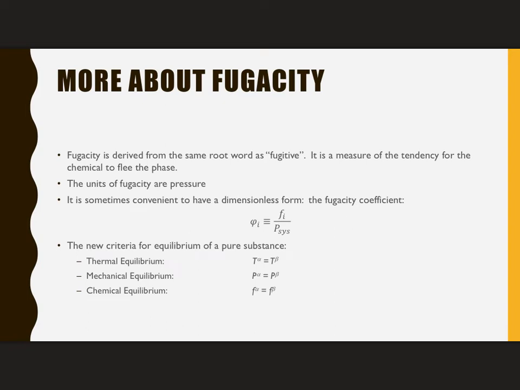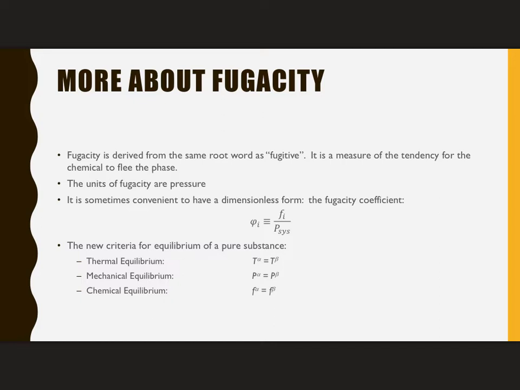The word itself, fugacity, comes from the same root word as fugitive. And so what this is actually trying to measure is the tendency for a chemical to flee a phase. Okay, right? It's a fugitive, it's trying to escape. The units are defined to be pressure units. And a lot of times we want things to be dimensionless, and so therefore we will divide fugacity by the pressure of the system to get a unitless version of fugacity, which is called the fugacity coefficient, phi.